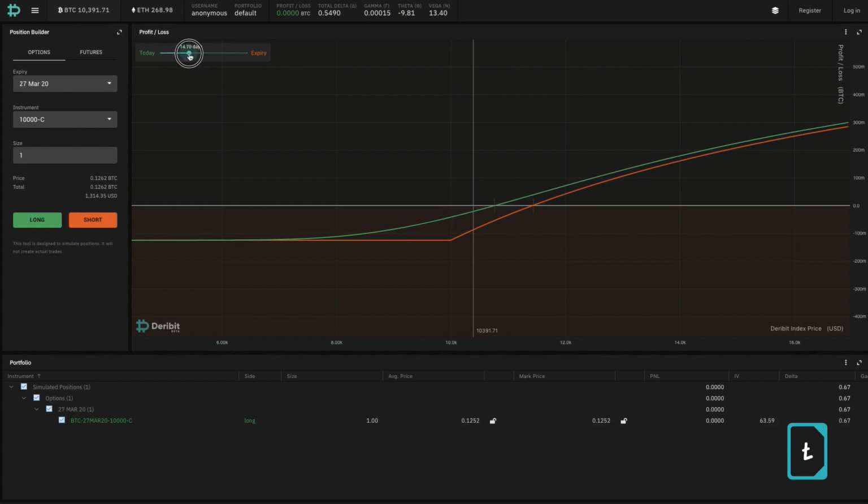So when you're simulating these, you might say, okay, well, what's my estimation if I go out 14 days, if I hold this contract for 2 weeks?